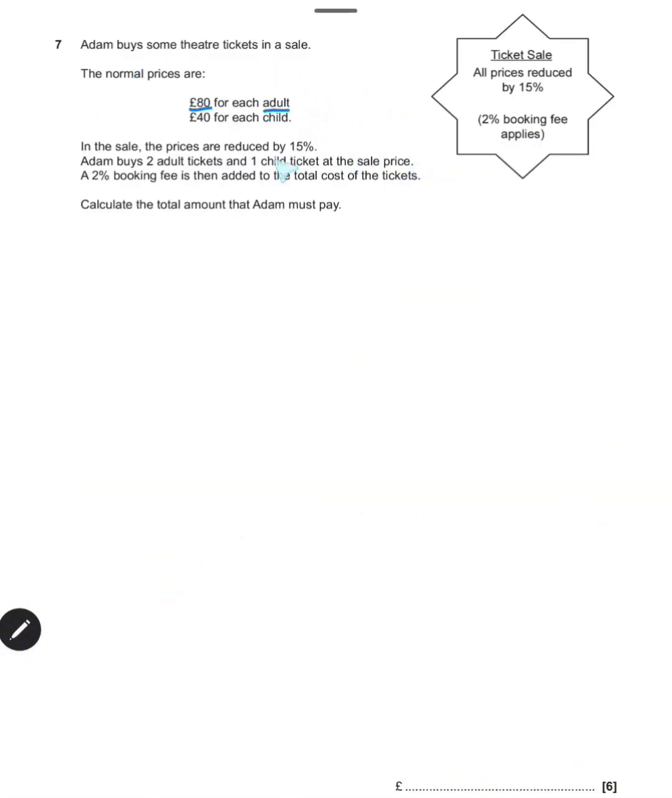Question 7, and we've got some information about theatre tickets, and we've got normal prices here. It says £80 for adult, £40 for a child, and then there's a sale on, and these are reduced by 15%. My mate Adam's buying 2 adult and 1 child at the sale price. So there's lots of ways to do this.